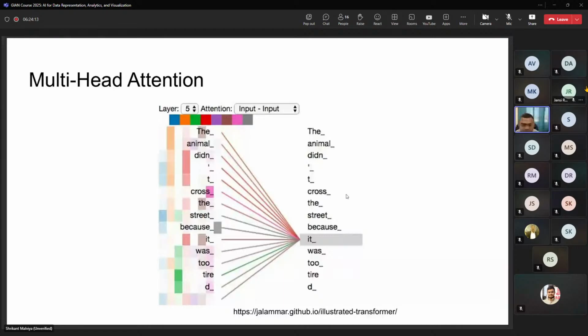So that's how the multi-head attention works, because it finds out the vectors by each and every head. Okay, and then concatenates them to get the final attended information for a particular input.